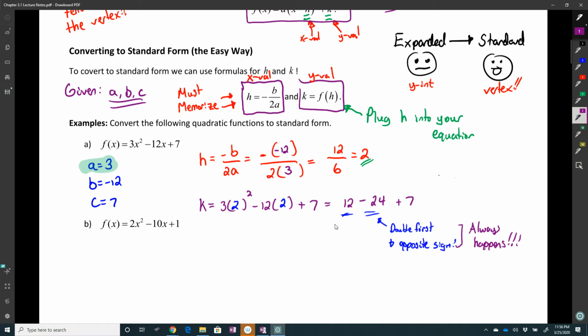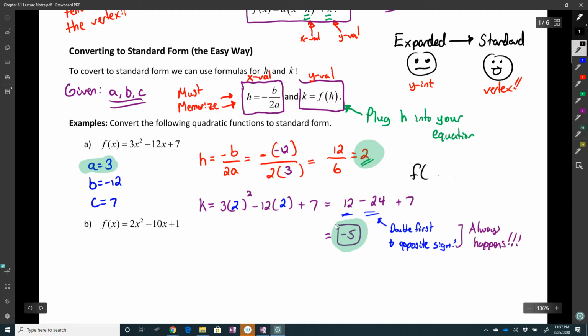Anyway, so we have our values. I can chug this out. So this equals negative 12 plus 7 is negative 5. And so we have our h and our k. So I got everything I need. I know my a, I know my h, and I know my k. So now I can just recreate my formula.